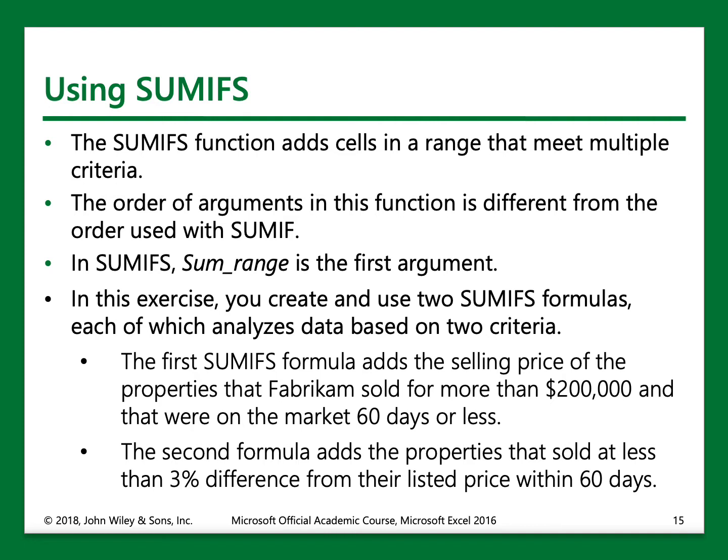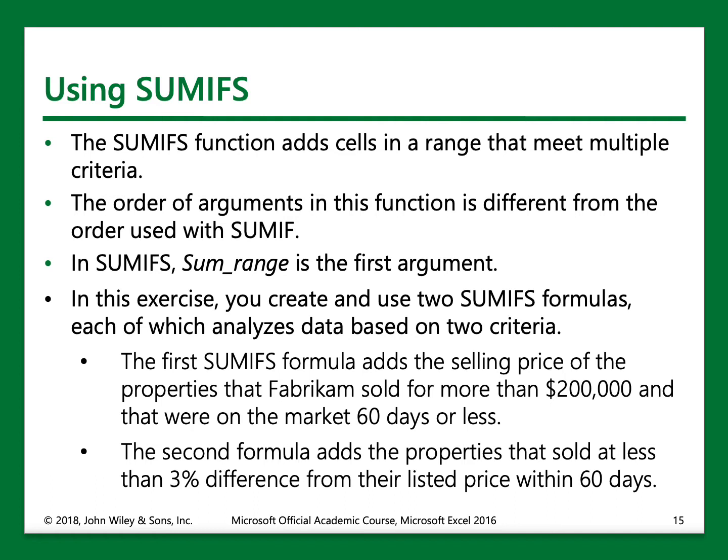So in SUMIFS, the sum range is the first argument, so what you want to add up if all of your different criteria are met. So we're going to use two SUMIFS formulas. The first formula adds the selling price of the properties that Fabricam sold for more than $200,000 and that were on the market 60 days or less. So we've got two criteria here, more than 200,000 and less than 60 days on the market.